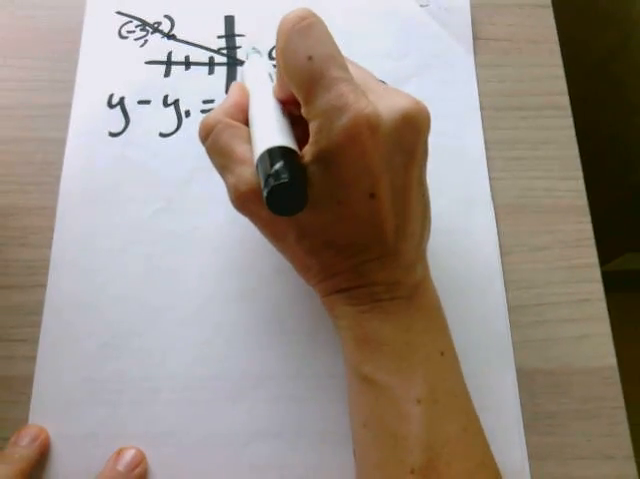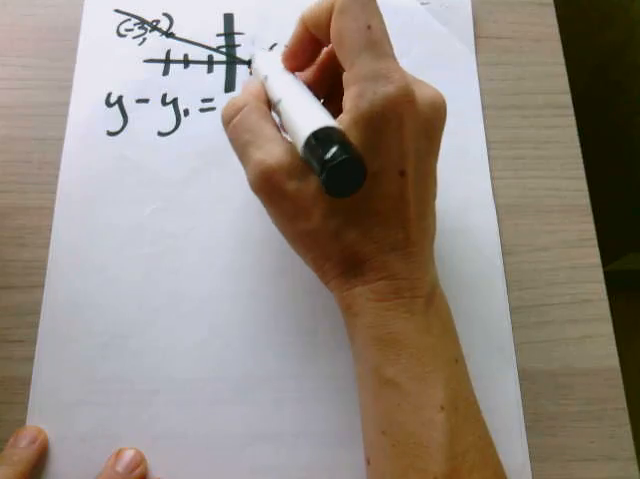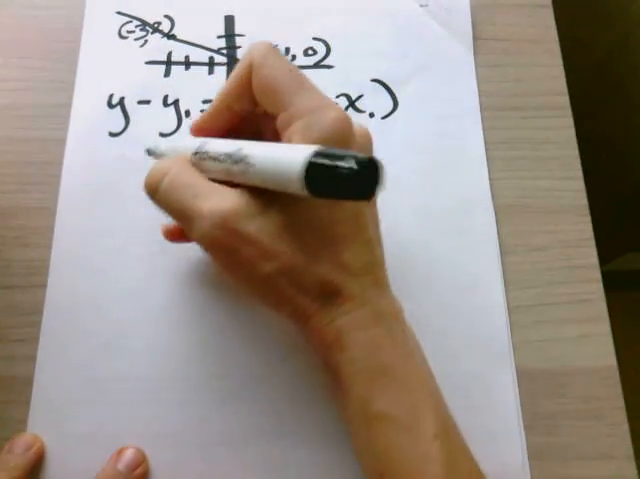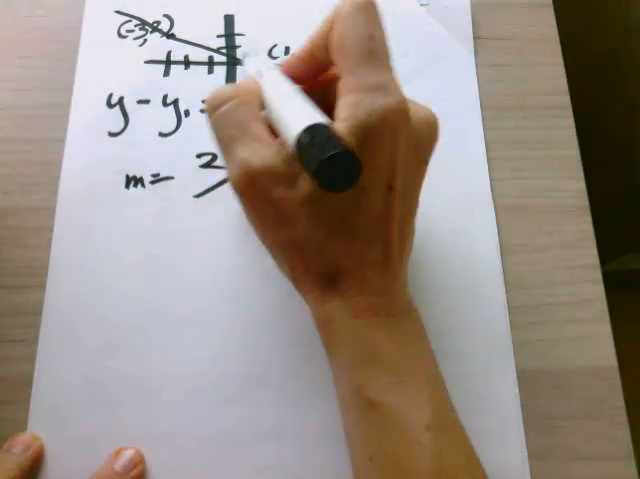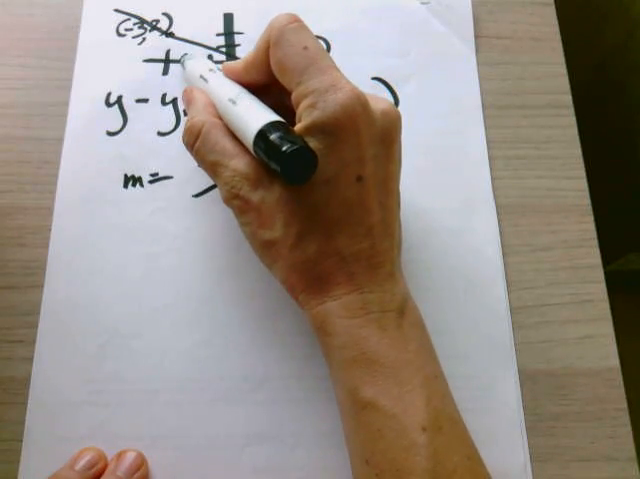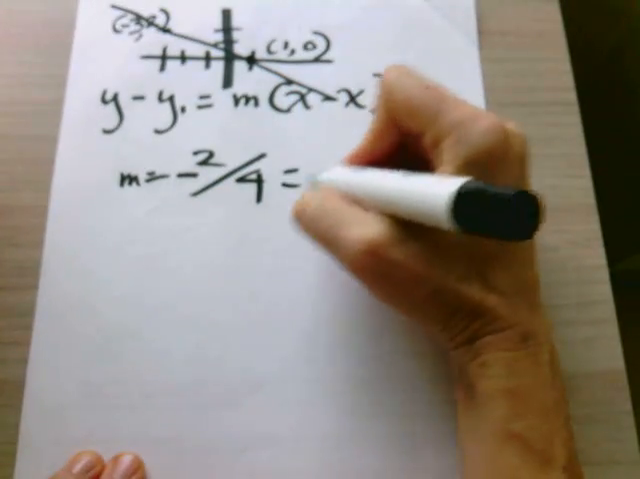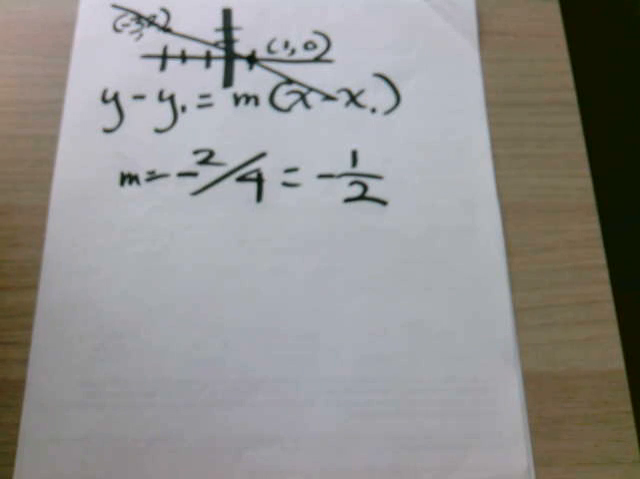So in order to get from this point to this point, the rise is going to be 1, 2, 2, and then the run is going to be 1, 2, 3, 4, -4, and -2/4 is the same thing as -1/2. So m, our slope, is -1/2.